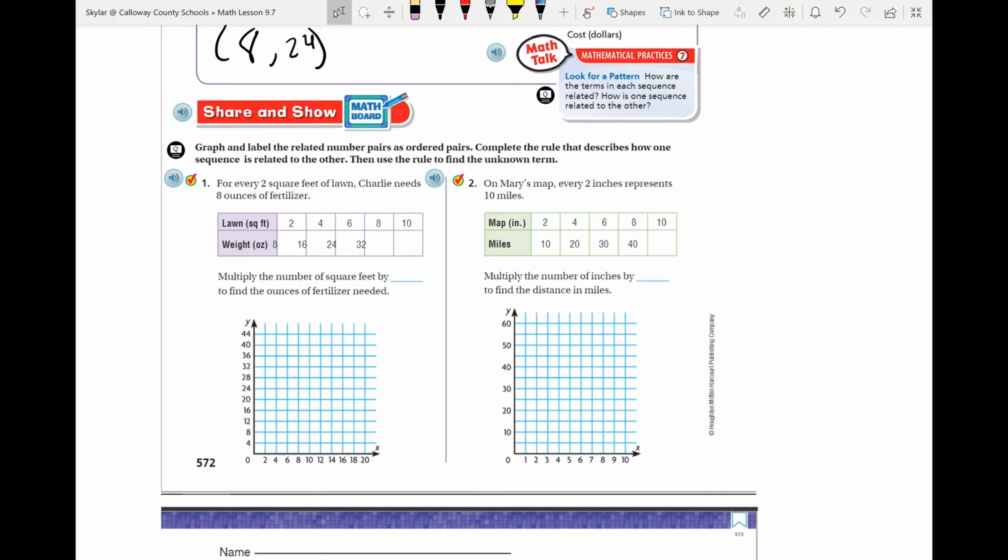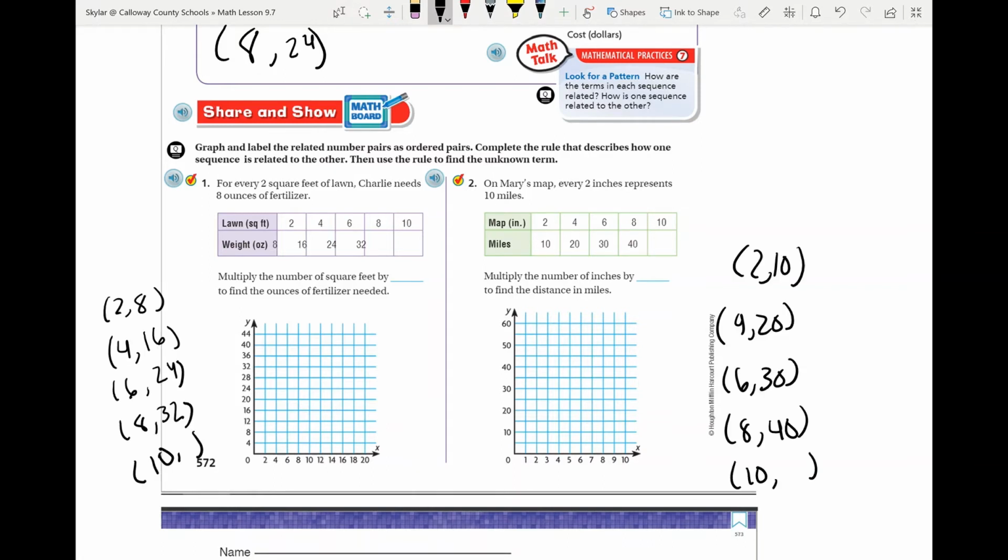It's a little bit wonky on my screen, but we've got 2, 8, 4, 16, 6, 24, 8, 32. So we can go ahead and write down those ordered pairs. I'm getting a little ahead of myself there, but I'm pretty confident you all know how to write those ordered pairs. You write that x-axis first, then your y-axis. I know that this little section right here looks a little wonky on my screen. It should look fine in your book. But let's go ahead. We've got those ordered pairs written down. Now we need to find our rule.